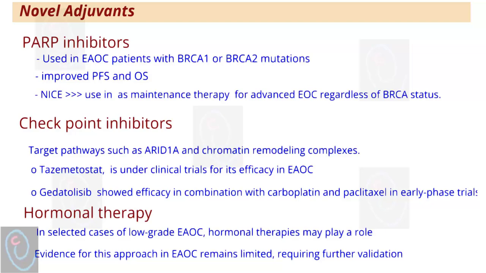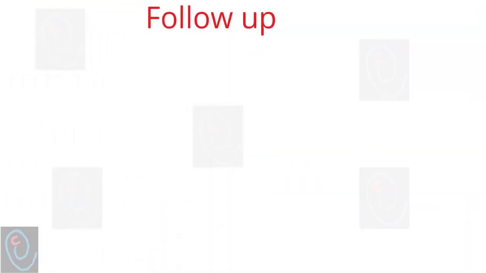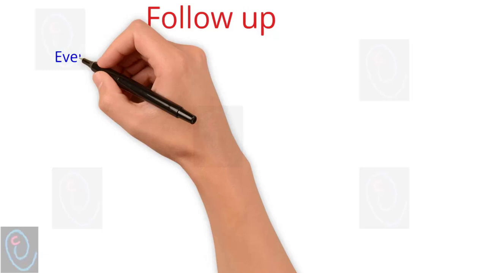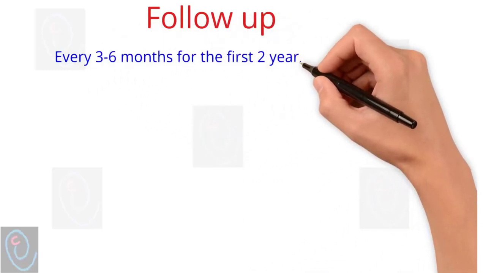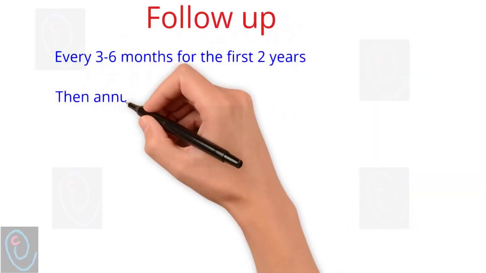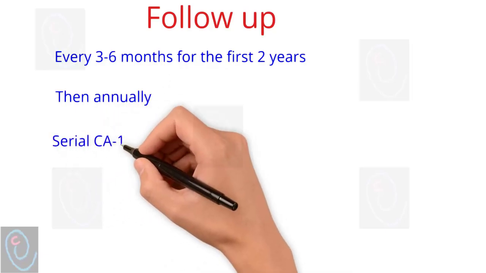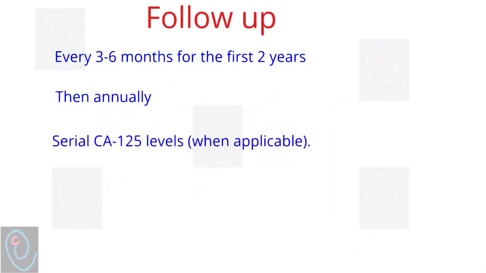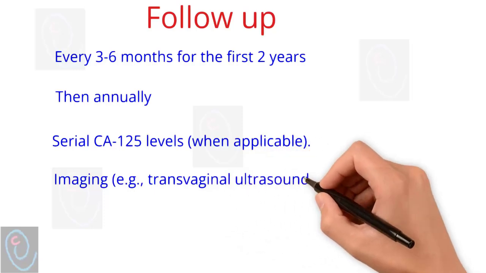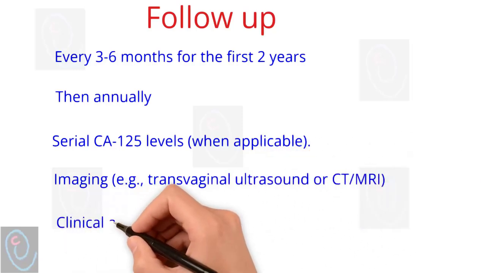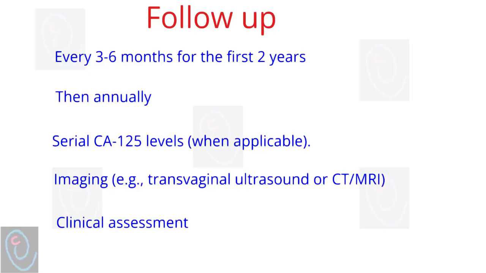بعد ما خلصنا التريتمنت نتكلم على الفولو اب. Follow up بيبقى regular follow up every 3 to 6 months for 2 years وبعد كده every year. It includes the serial CA125 and imaging studies, and it mainly depends on clinical assessment.